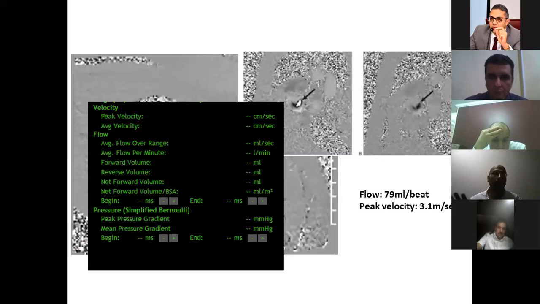So they are not in the guidelines, so you cannot take a decision whether this LV outflow tract obstruction is significant or not just by cardiac MRI, but it adds more data, and it makes you more sure about your echocardiographic data.